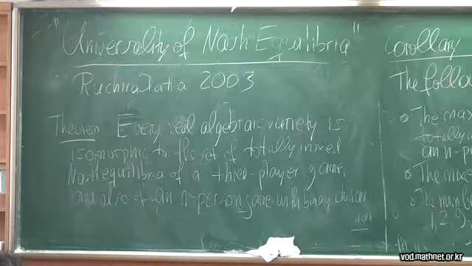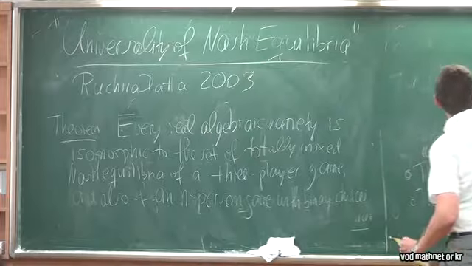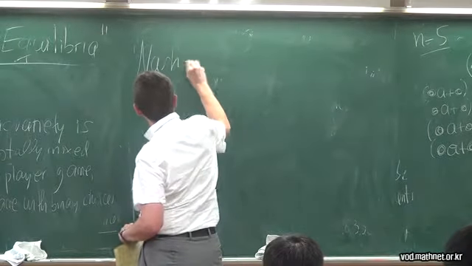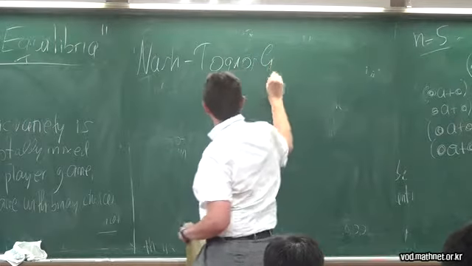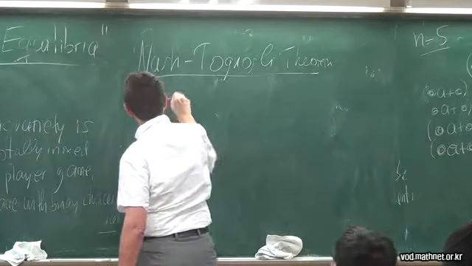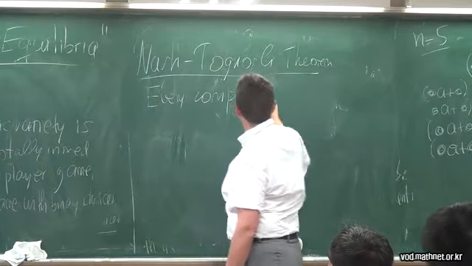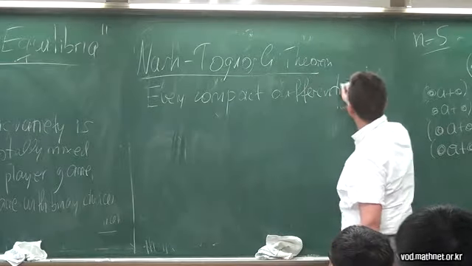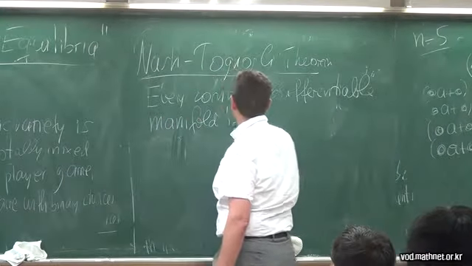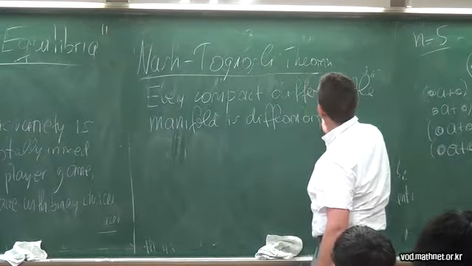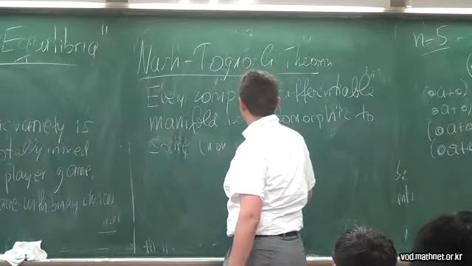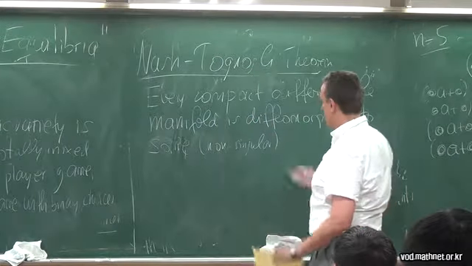Maybe one more remark. Here's another theorem. It's just a side remark due to Nash and Tognoli, proved by Nash and then sort of refined by Tognoli, some gaps in Nash's original argument. Every compact differentiable manifold, same Nash, different theorem, every compact differentiable manifold is diffeomorphic to some smooth, non-singular, real algebraic variety.